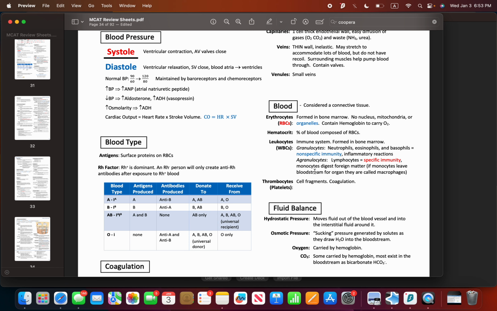Monocytes, if they live outside the bloodstream in an organ, are called macrophages. So yeah, megakaryocytes lead to thrombocytes too, like the platelets.